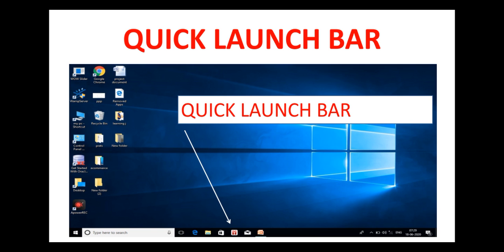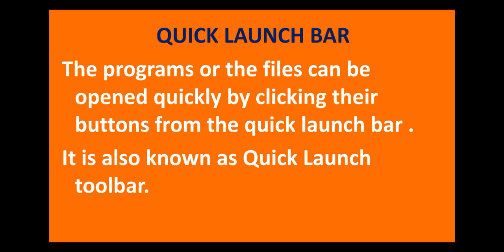Now suppose there are some programs or some files that you need to open very quickly. So how will you do it? In such a case, such programs are pinned in the quick launch bar. Now suppose you click on it, you will be able to open it once again. That means you will be able to open the programs or files very easily through the quick launch bar. The programs or the files can be opened quickly by clicking their buttons from the quick launch bar.